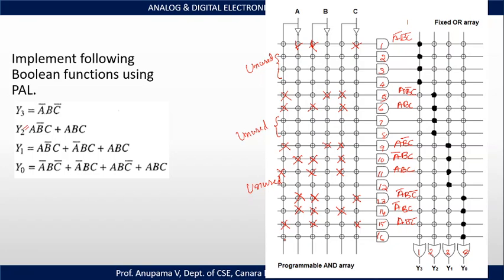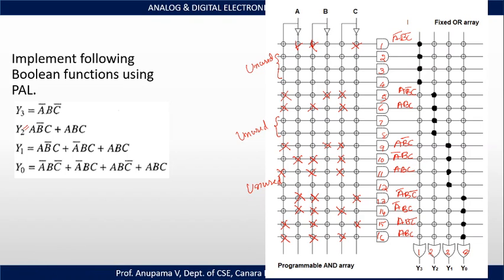The next term is A B C. So draw X mark against A B C of AND gate 16. Output of AND gate 16 is A B C. So outputs of AND gates 13, 14, 15, 16 are the input for OR gate 4. So OR gate 4 implements the expression Y naught. Now we have completely implemented the expressions Y3, Y2, Y1 and Y naught using PAL.